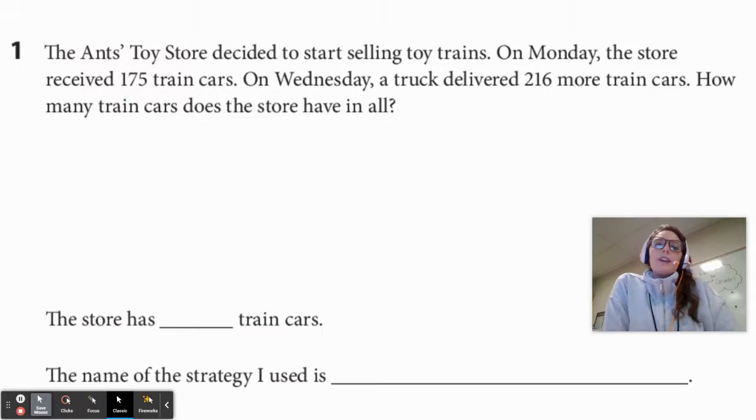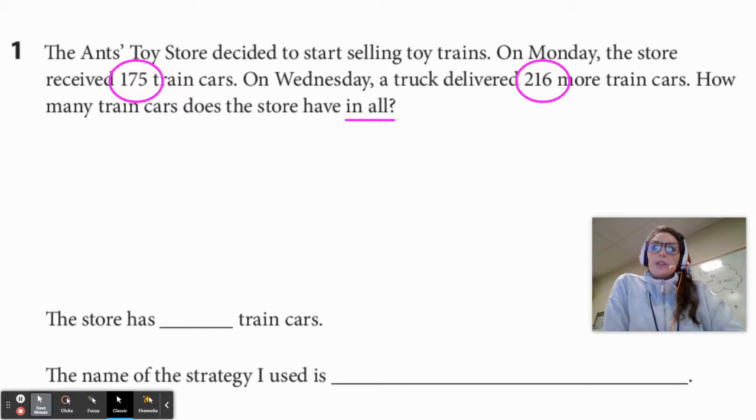Now, here is our first story problem. The Ants toy store decided to start selling toy trains. On Monday, the store received 175 train cars. On Wednesday, a truck delivered 216 more train cars. How many train cars does the store have in all? So remember, you will show your work, tell me your answer, and tell me the name of the strategy you used to solve.